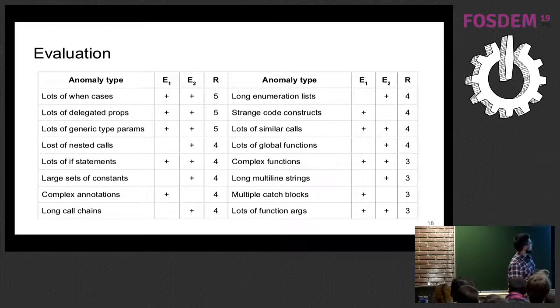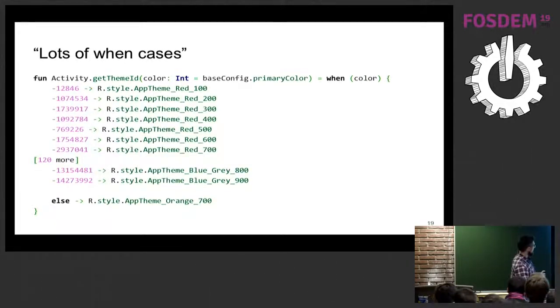This table shows this: the E1 column is experiment 1, E2 is experiment 2, and then the error ranks. As you can see here, most of the anomalies that were considered useful were simply lots of something. It's not as fancy and weird as we anticipated, but developers still found these anomalies useful and used them in their tests. Some examples.